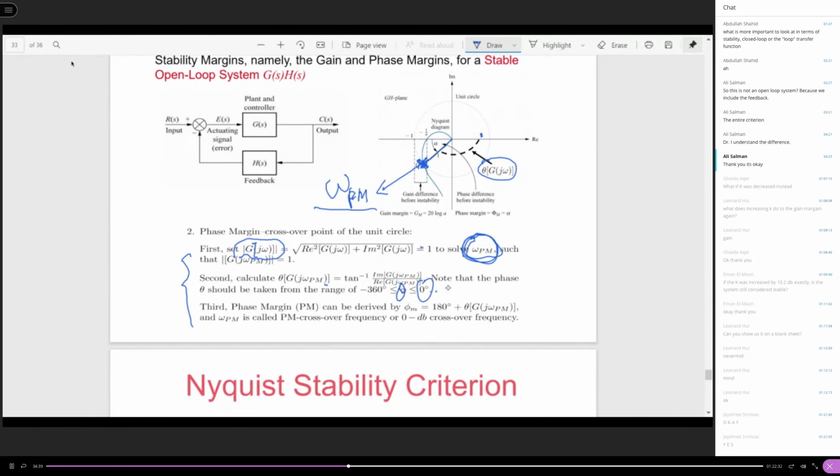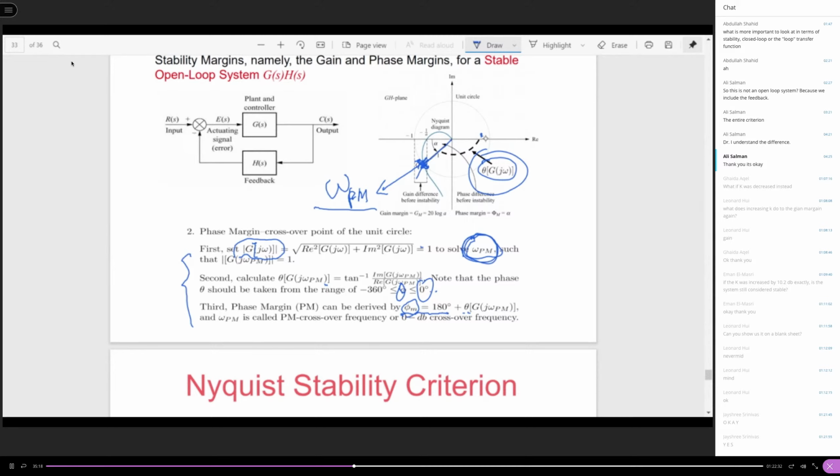Once you find theta, the phase at the crossover frequency, your phase margin φ_m is equal to 180 degrees plus theta. Like I said, theta is always measured as a negative value, so that is why φ_m could be positive. You will see if φ_m is negative based on this calculation. If the phase margin is negative, then the system is not stable.